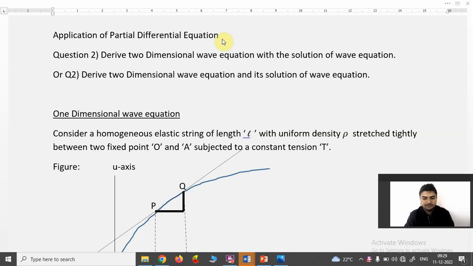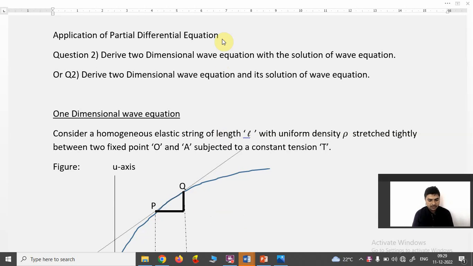Hello students, today we are going to start application of partial differential equation. Today we are going to derive two-dimensional wave equation with solution of wave equation. The same question can be asked in the exam in this way: derive two-dimensional wave equation and its solution of wave equation.